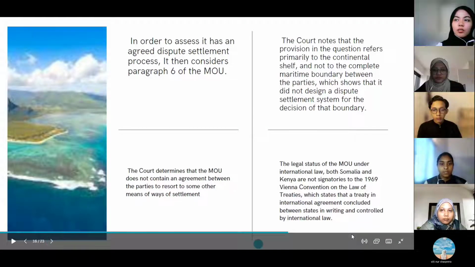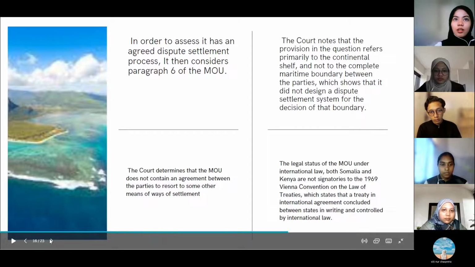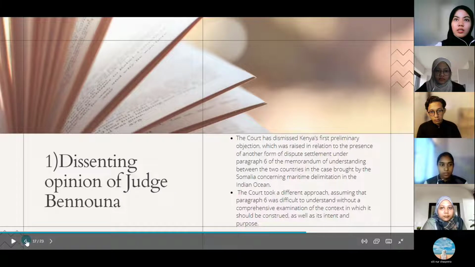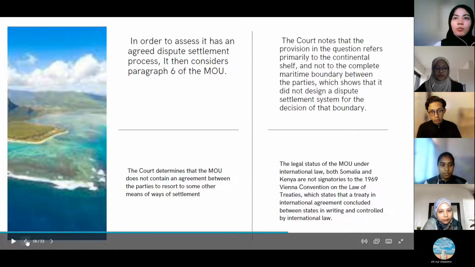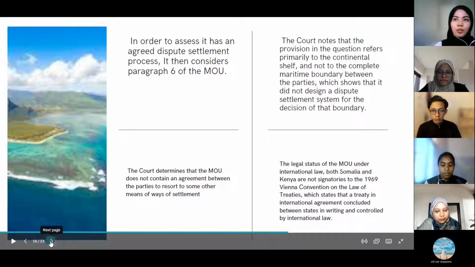Next is dicta. In order to assess it as an agreed dispute settlement process, the court then considers paragraph 6 of the MOU. The court notes that the provision in question refers primarily to the continental shelf and not to the complete maritime boundary between the parties, which shows that it did not design a dispute settlement system for the decision of that boundary.